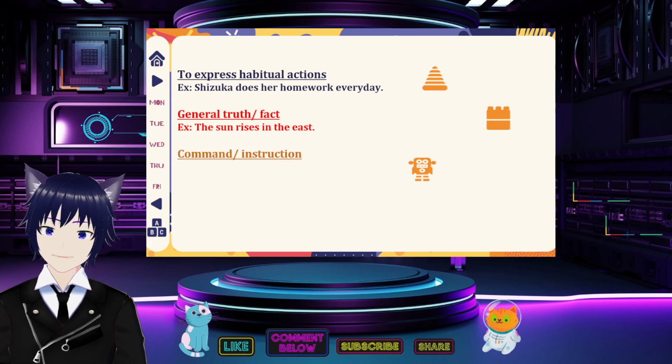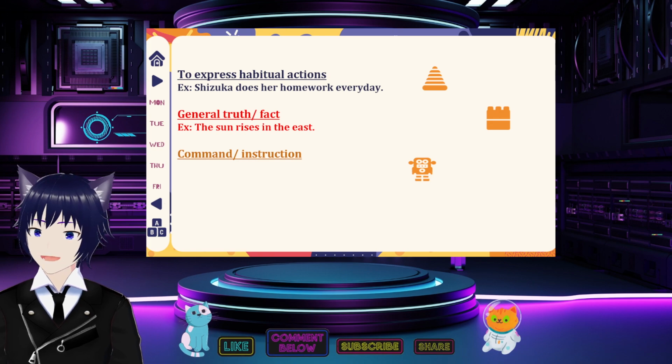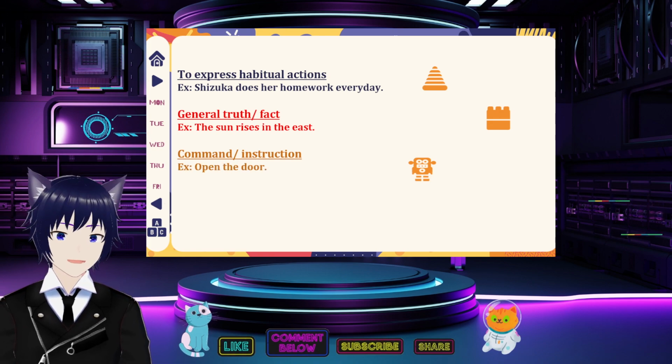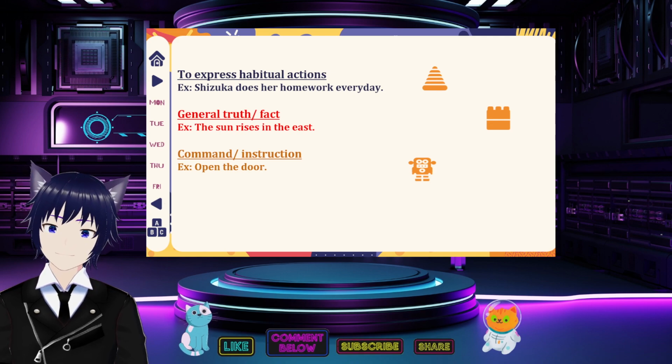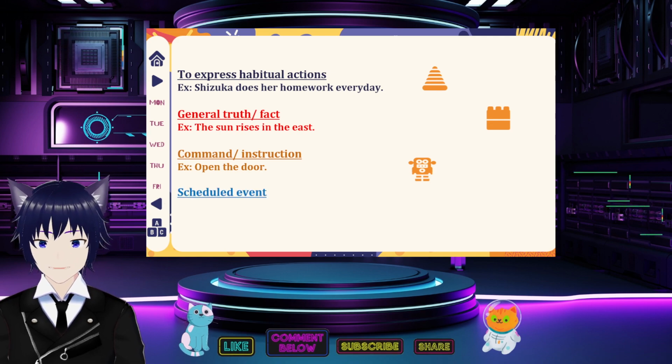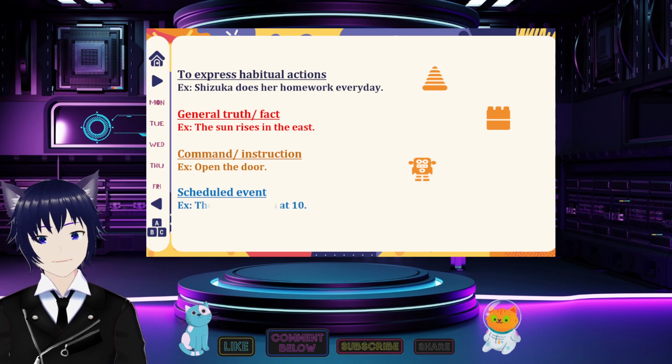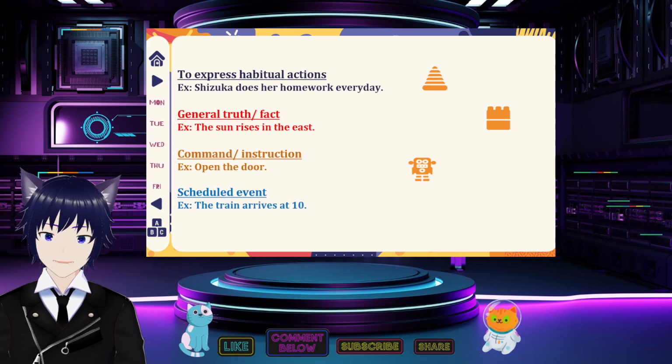We can use the simple present to talk about a command or instruction. For example, open the door. Finally, we can use simple present to talk about scheduled event. For example, the train arrives at 10.